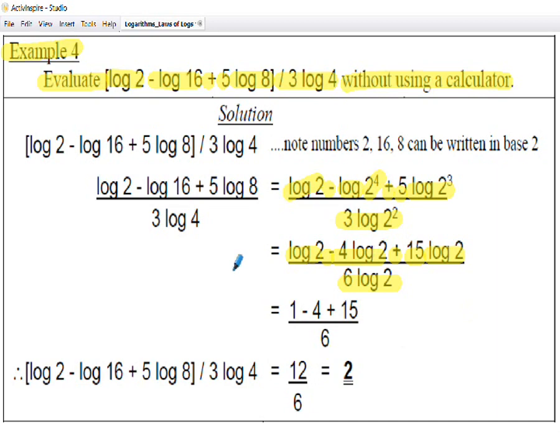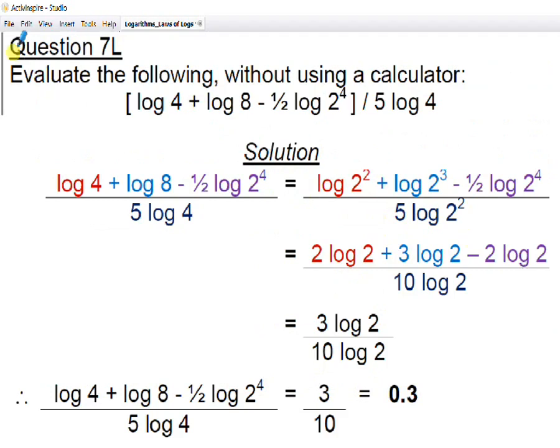So I end up with 1 take away 4 plus 15 divided by 6. Notice the 1 in front of the log 2 is 1 times log 2. Doing the arithmetic on this, we get 12 upon 6, so the answer is 2. And you can check this on a calculator.